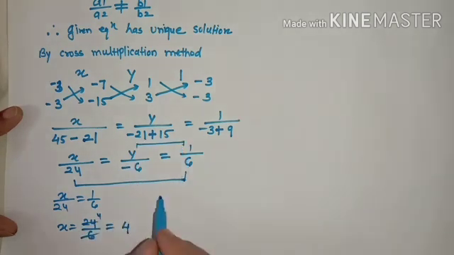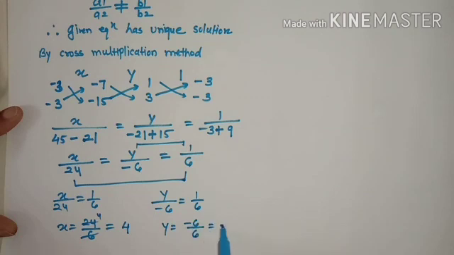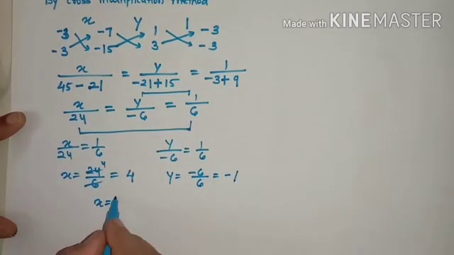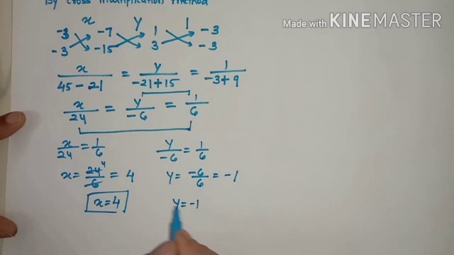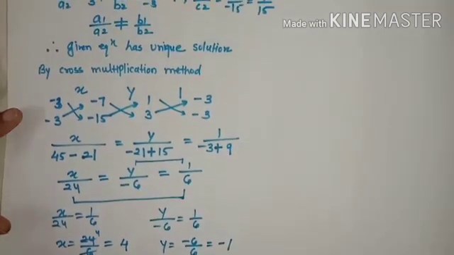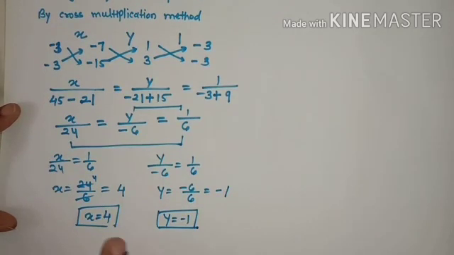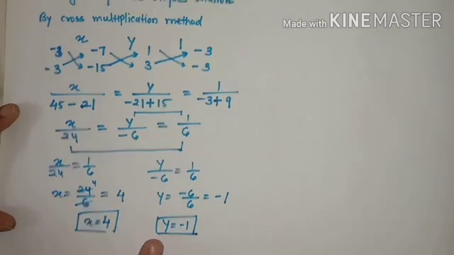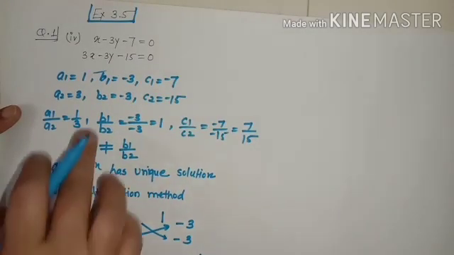Now we will find y. y upon -6 equal 1 upon 6, y equal -6 upon 6, which is equal to -1. So the value of x is 4 and the value of y is -1. You can again check whether your answer is correct or not by substituting these values in the given equations.